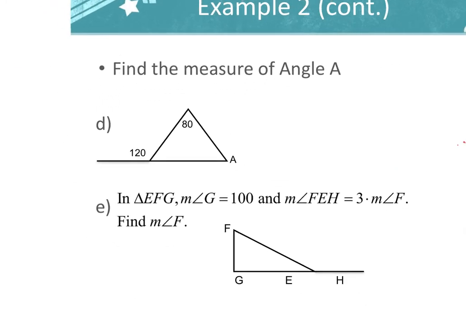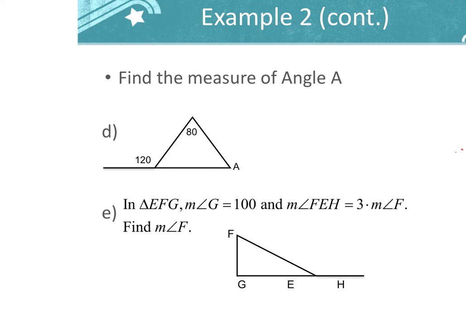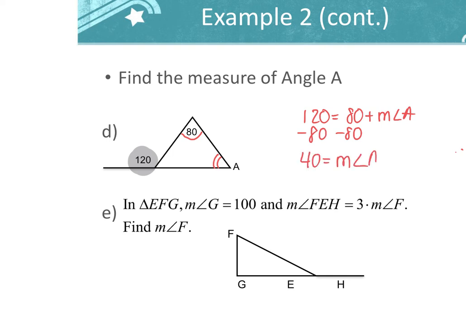All right, now this is a different example. This is dealing with exterior angles. So we've got 120. Remember, your exterior angle, which is 120, is going to be equal to the two non-adjacent interior angles. One of them would be 80, the other one would be angle A. So we're going to say 120 equals 80 plus the measure of angle A. In this case, we would subtract 80 from both sides, and we would get 40 equals the measure of angle A. So this would be 40 degrees.